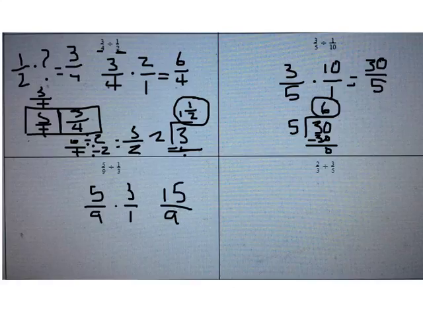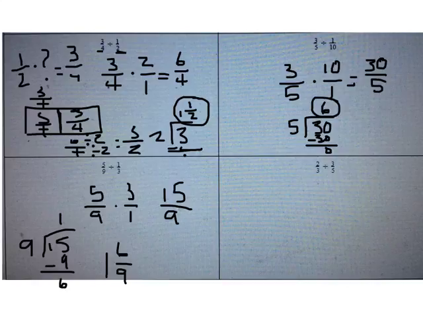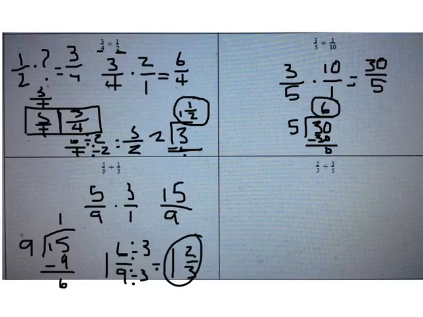Go ahead and change 15/9 into a mixed number. Now, when I do that, I get 1 6/9. That's not in simplest form. What's the largest number that goes into both 6 and 9? It's 3. When I simplify my fraction, what is it? It's 2/3. So the answer is 1 2/3.